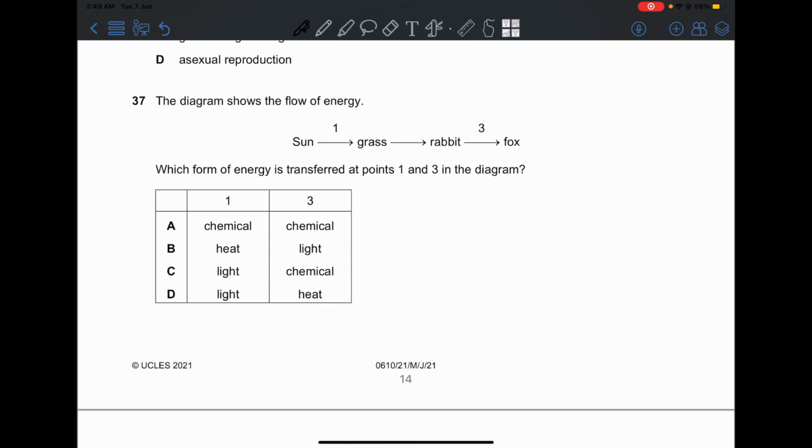37. The diagram shows the flow of energy. Which form of energy is transferred at points 1 and 3 in the diagram? Now we know that light energy is transferred from the sun to the grass. So we know that the grass, which is a producer, will actually convert the light energy to chemical energy by a process called photosynthesis, and also by the presence of chlorophyll.